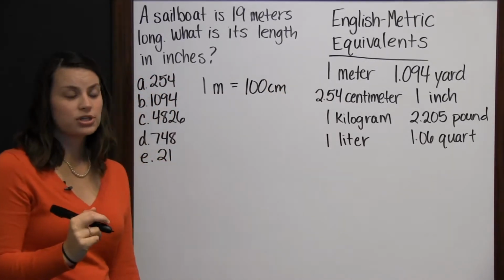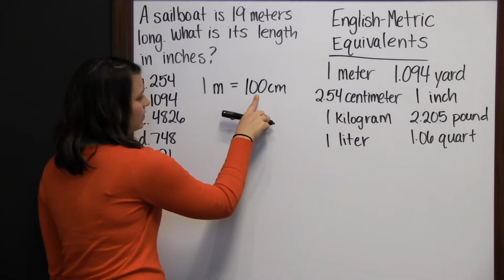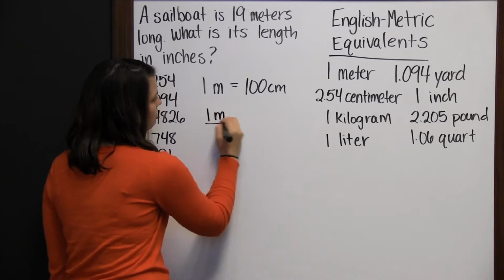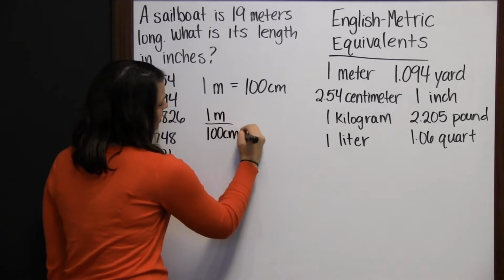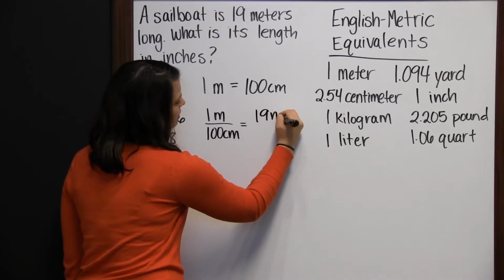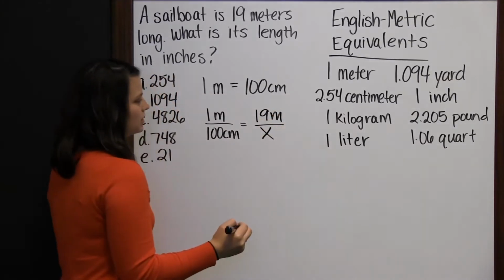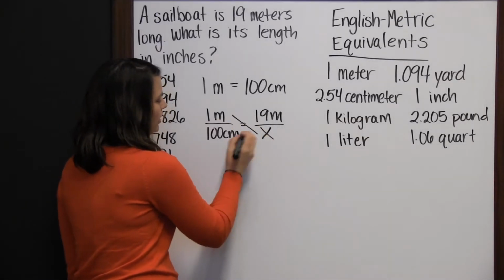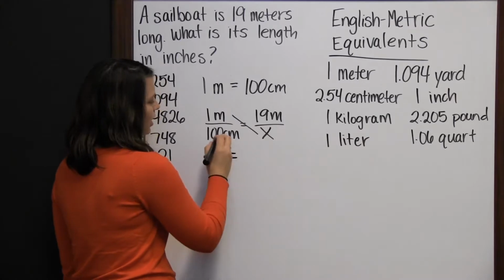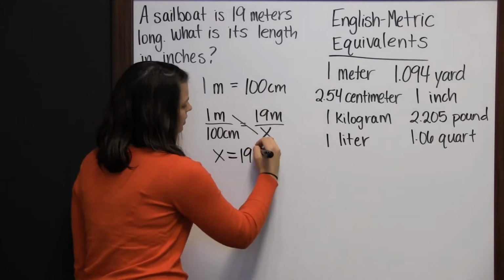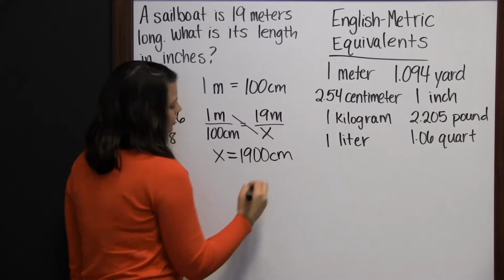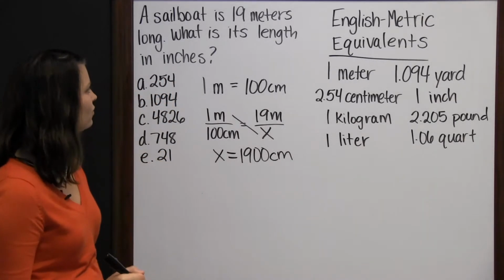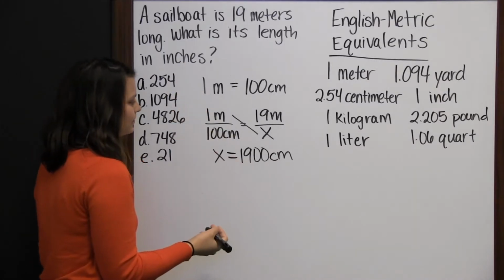And we can use a proportion to solve. We can take this conversion factor and use it as a ratio. So 1 meter is 100 centimeters, which equals 19 meters is how many centimeters? And then to solve the proportion, we cross multiply. 1 times x is x, and 100 times 19 is 1900. So it's 1900 centimeters.